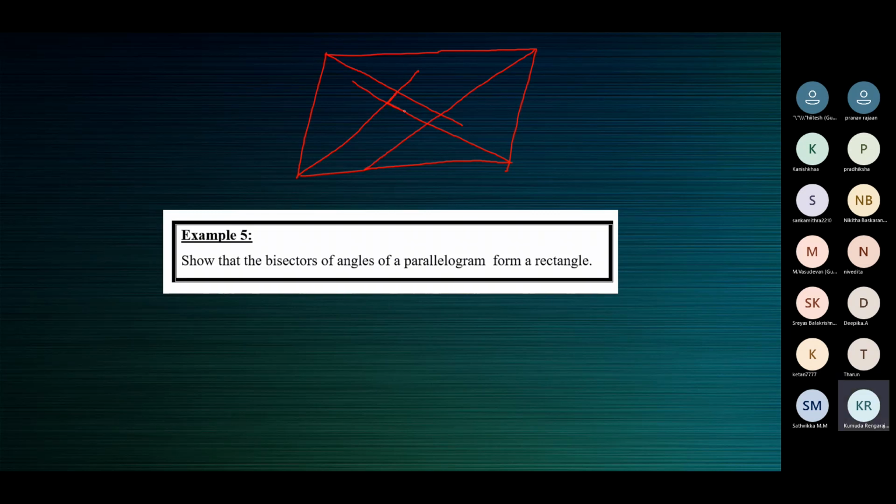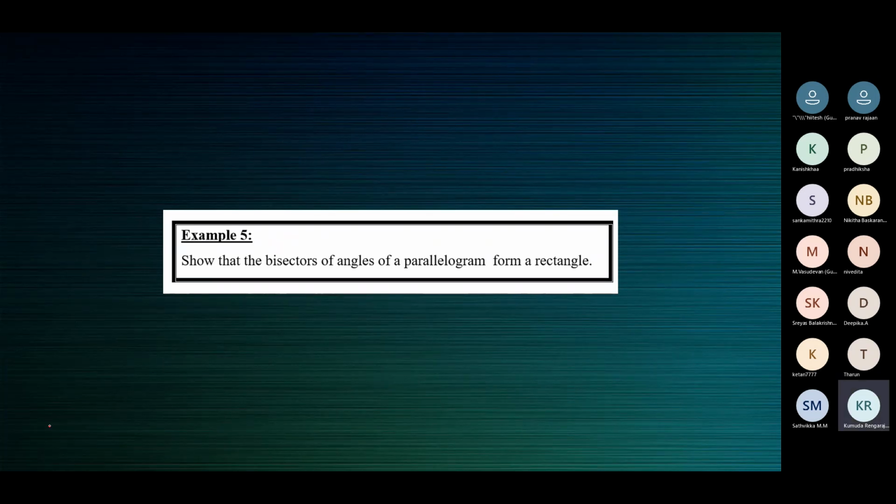Okay, so we need to prove that this one is a rectangle. I'm drawing it several times so that you understand. This one is a rectangle is what we have to prove. So you should remember this result: the quadrilateral formed by the bisectors of the interior angles of a parallelogram is a rectangle.